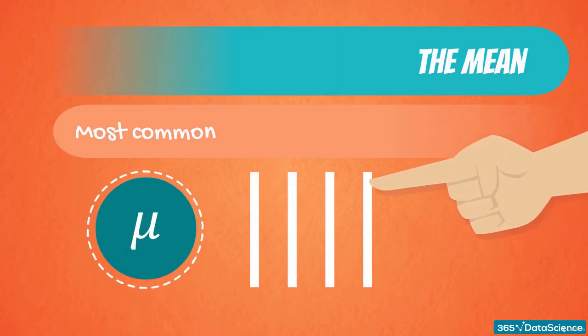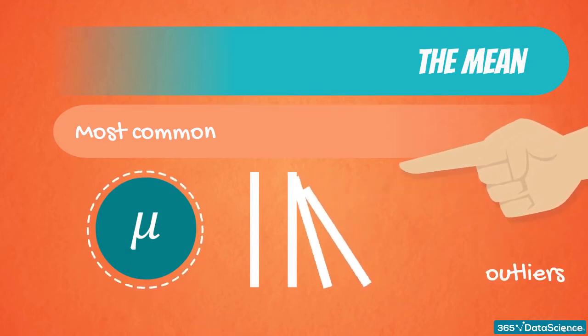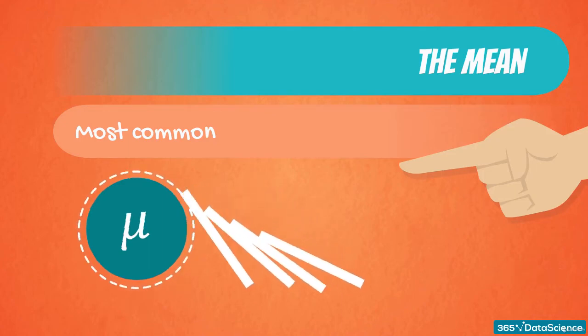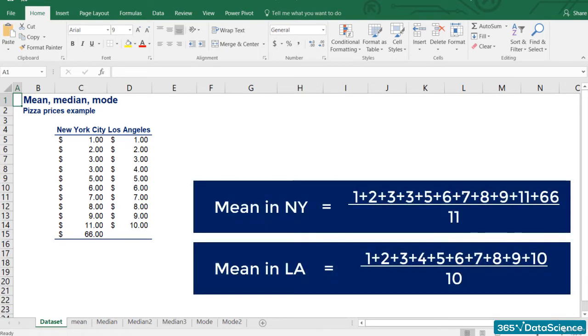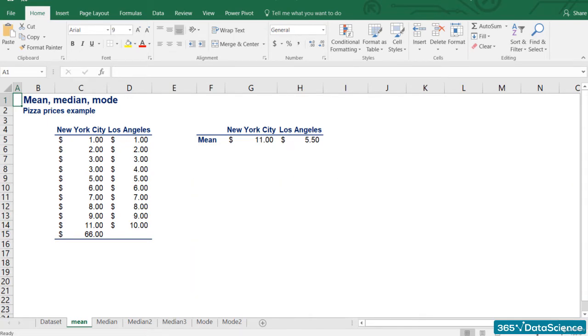It is easily affected by outliers. Let's aid ourselves with an example. These are the prices of pizza at 11 different locations in New York City and 10 different locations in LA. Let's calculate the means of the two data sets using the formula. For the mean in NYC, we get $11, whereas for LA, just $5.5. On average, pizza in New York can't be twice as expensive as in LA, right?